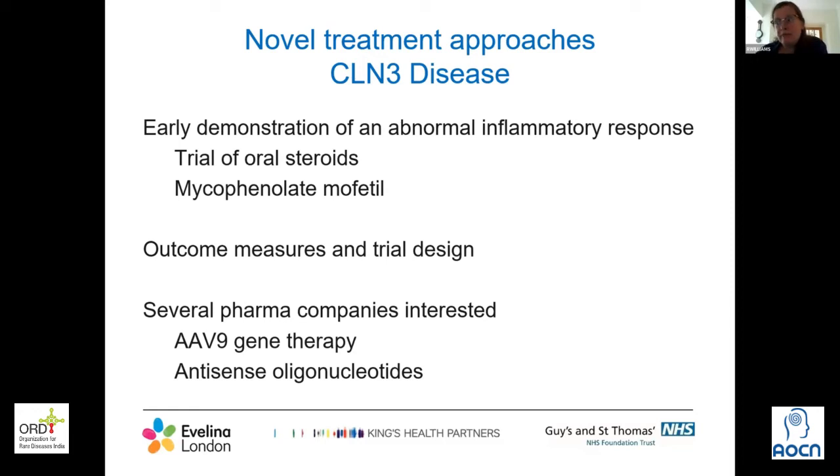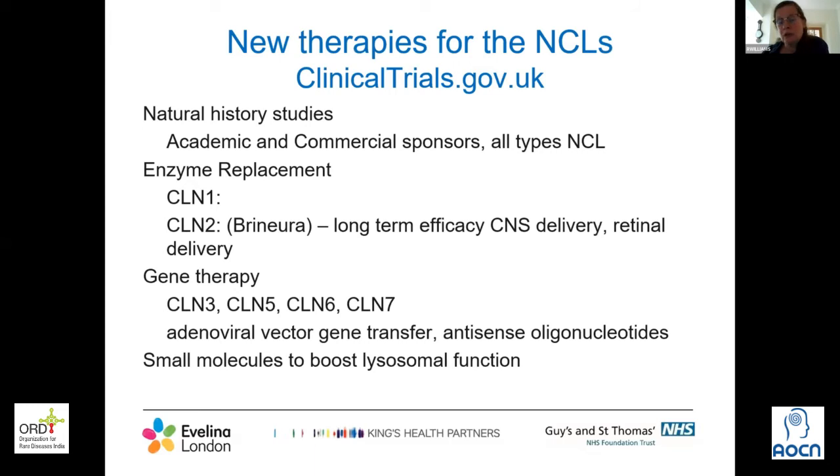A number of pharma companies are interested. Thinking again about gene therapy, obviously stem cell therapy, enzyme replacement therapy is not an option in this group, and there's emerging ASO work ongoing, but nothing in clinical trials just yet. The small pharma companies are getting interested in these kinds of rare diseases because if they can get orphan drug status, then that allows them a fast track to market.